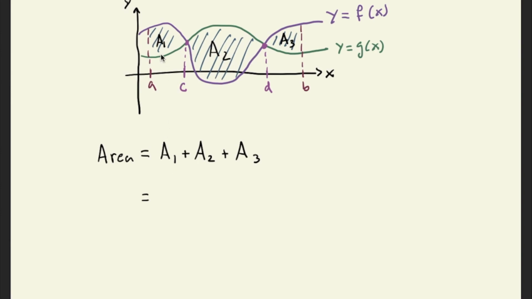So A1 is going to be an integral from A to C. And now we use our formula. So you're going to sum the areas of these rectangles, and the area of the rectangle is the value on top, the height of the rectangle. Value on top minus the value in the bottom. So f of x minus g of x.